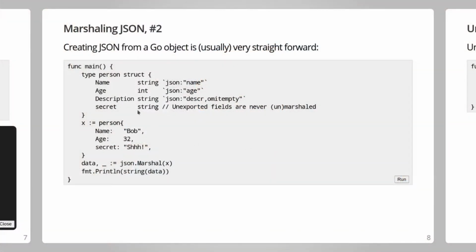So now that we have our struct defined, here's just an example of it. We define a person whose name is Bob, who's 32 years old, and who has a secret.